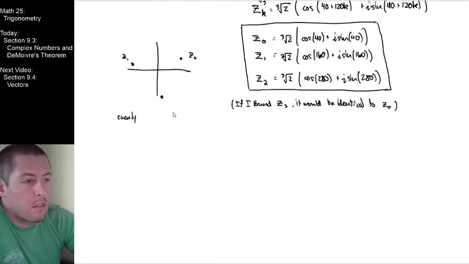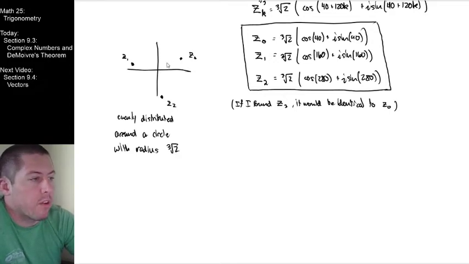Z0, Z1, Z2, evenly distributed around a circle with radius cube root of 2 right there. These three angles right here, 40, 160, 280.